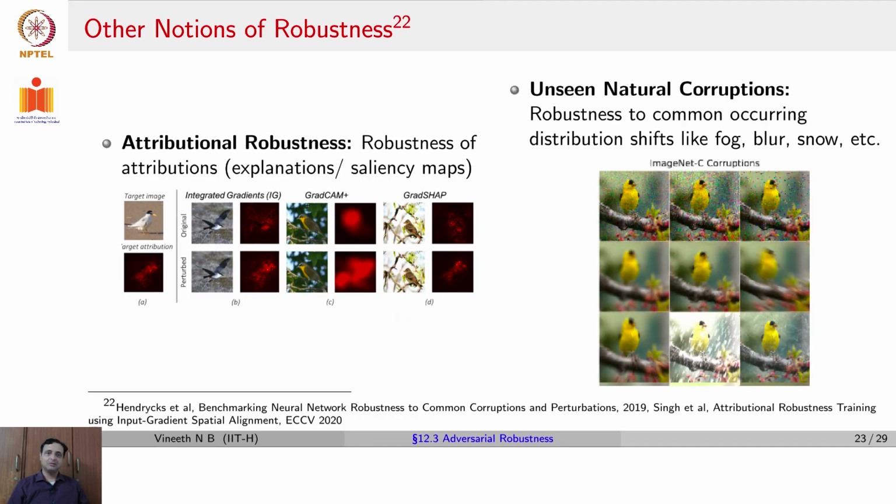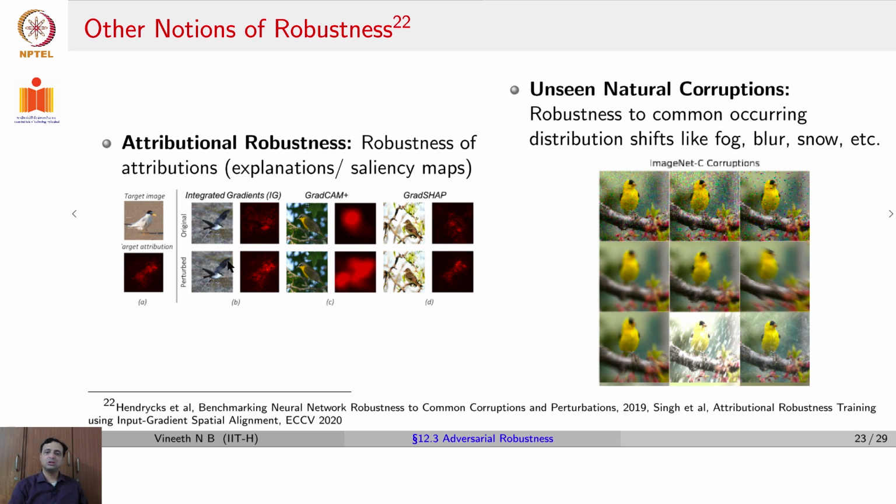Over the last year, there have also been other notions of robustness that have surfaced, such as attributional robustness, where methods attack explanations and saliency maps instead of attacking predictions. So you have an image, you perturb it in such a way that the class label output is the same, but the explanation significantly changes.